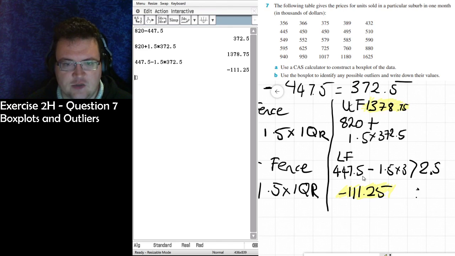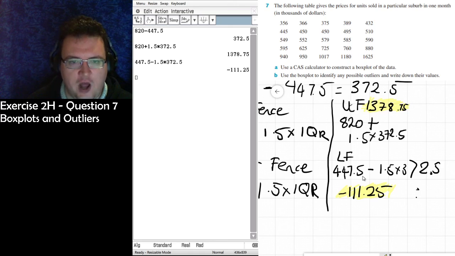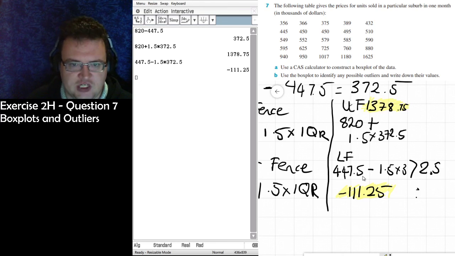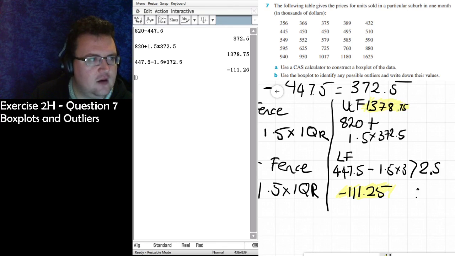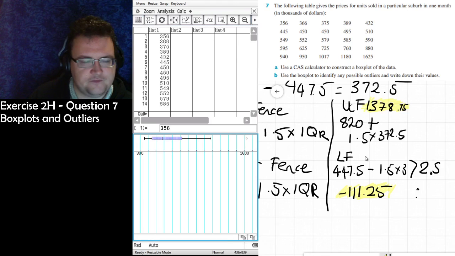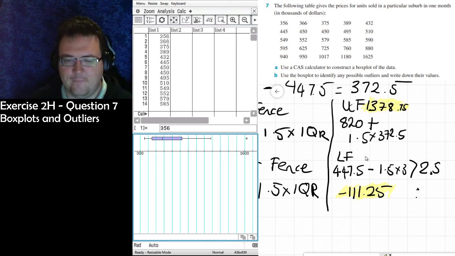But the upper fence is only 1,378, which means that we do have one value above, which is 1.625 million, which means that that would be marked as an outlier, and then 1180 would become my new maximum at the end of the whisker on my box and whisker plot. Again, which is demonstrated by our CAS right there. All right, I hope that answers your question.